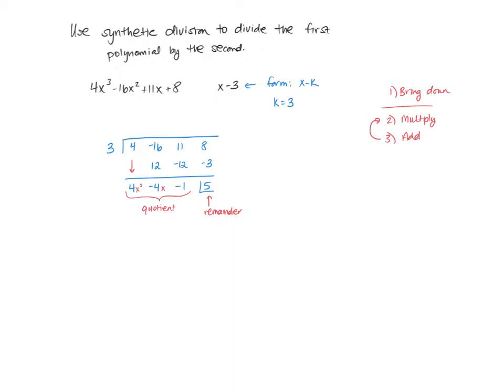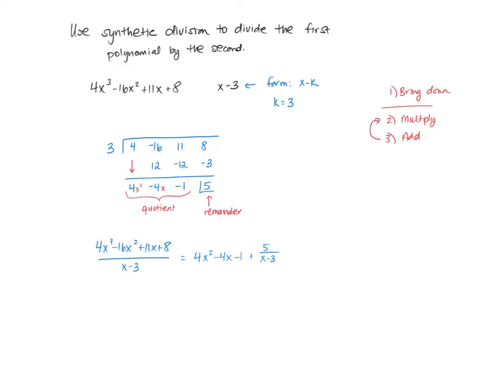So when we're thinking about ways that we can write our answer, there are 2 main ways. We can write 4x cubed minus 16x squared plus 11x plus 8, and when we divide this by x minus 3, what we have found this is equal to is the quotient plus the remainder over the divisor. So for us, that would be 4x squared minus 4x minus 1 plus our remainder of 5 all over our divisor of x minus 3.